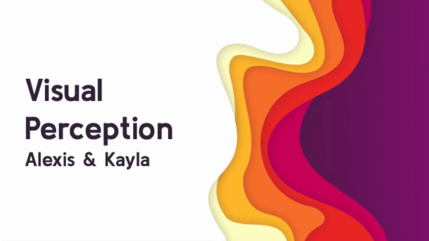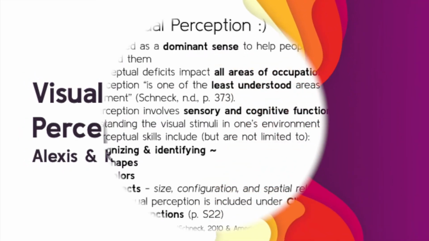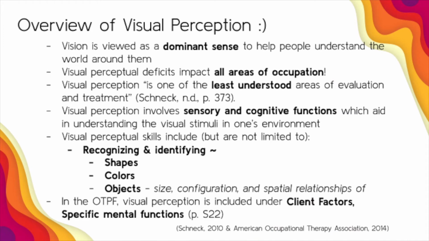To start, I'm going to do a quick overview of visual perception since we'll be going into more detail on this topic in class. Vision is viewed as a dominant sense to help people understand the world around them. So when there's a deficit in visual perception, all areas of occupation are impacted. Visual perception is one of the least understood areas of evaluation and treatment.